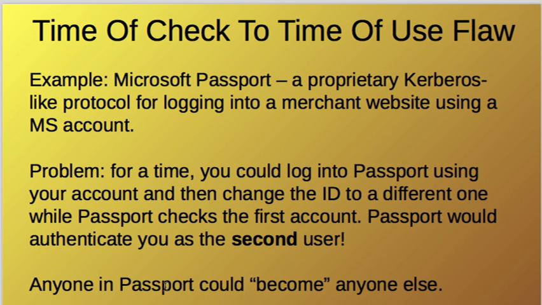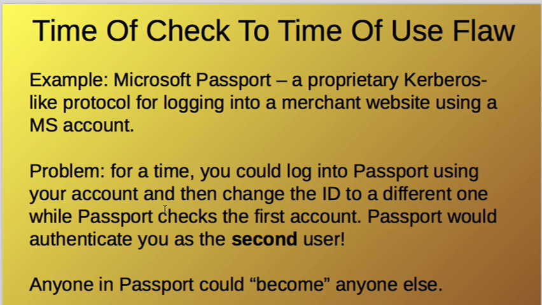Okay, so another example is the Microsoft Passport. This was something that was used a long time ago. I don't think it's used anymore. It used a proprietary Kerberos-like protocol. We'll go over more details of what encryption schemes are used here, but for now, you just want to know that there is an encryption scheme or a scheme for authentication. So it used a protocol like that for logging into a merchant website using a Microsoft account. The problem was, for a time, you could log into this passport system using your account and then change the ID to a different one while the passport system is checking the first account.